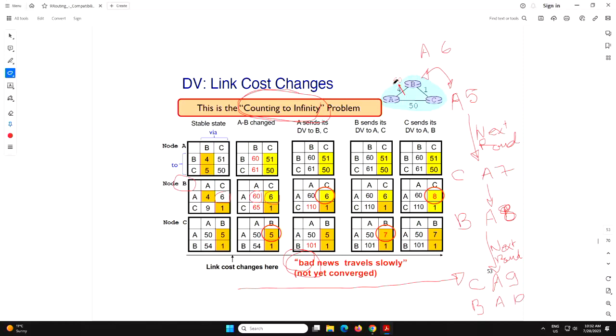Yeah, so this is the main problem to understand, how the routing loop can be created in distance vector routing. So I have one example here. You should be able to create another example. Whenever a link cost increases significantly, this can happen. So that's the bad news. The bad news can create this problem. It doesn't propagate very quickly like the good news, right? Because of this problem.